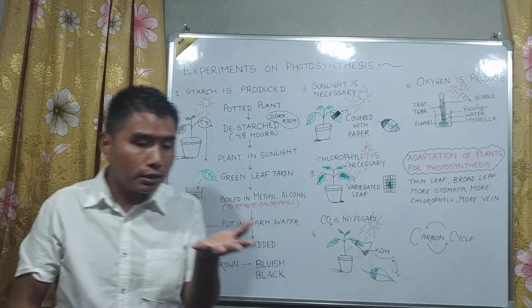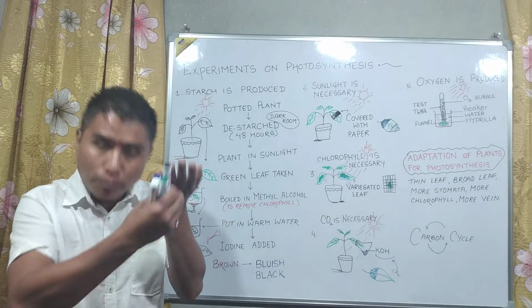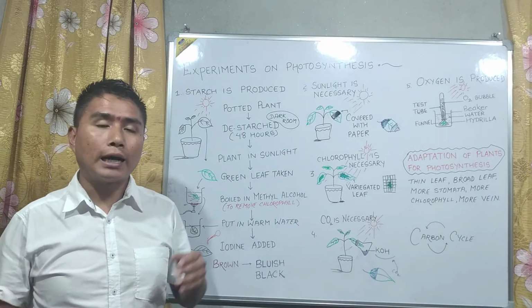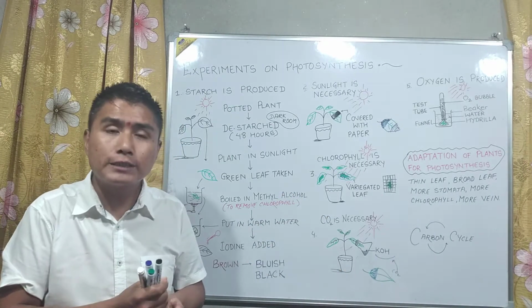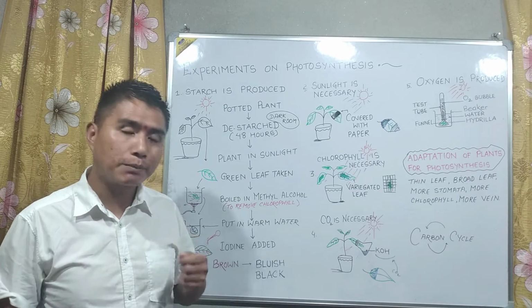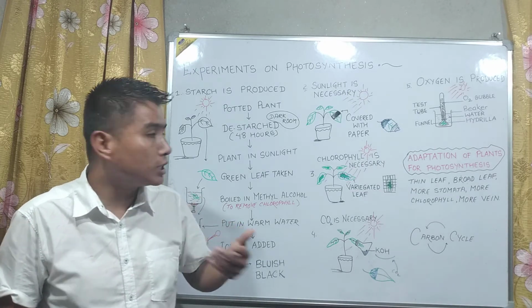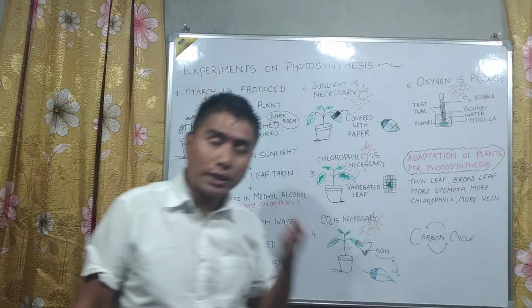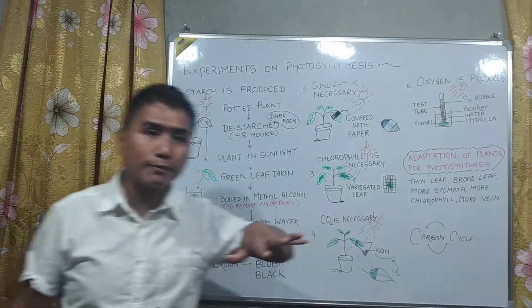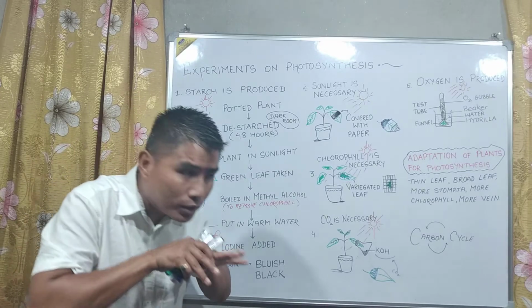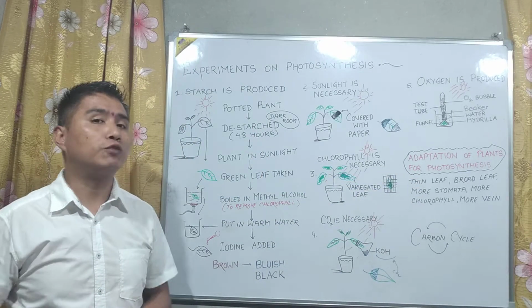Or more stomata. If more stomata are there, better is transpiration, and better is what? Exchange of gases. So this also is one of the adaptations of plants. They adapt themselves. They bring change in them. More chlorophyll, the greener the leaf, the better is photosynthesis. And the last one is more venation. With more venation, more water transportation is there, and better is photosynthesis.